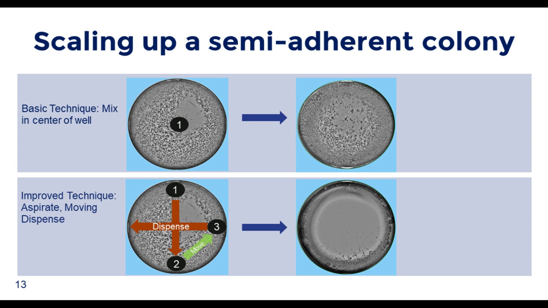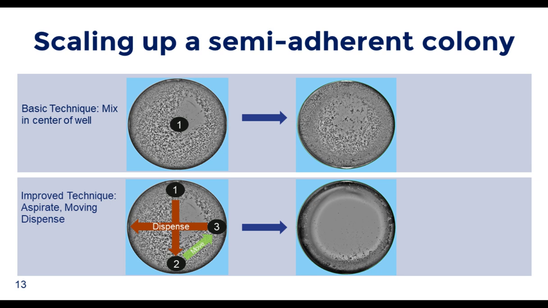Mixes are performed at edge locations, with dispenses occurring as the tip moves across the well, dislodging cells as it goes. So, mixing at location 1, then aspirating at location 1, then dispensing while moving across the well from location 1 to location 2, and so on. Again, there is much optimization of this process.